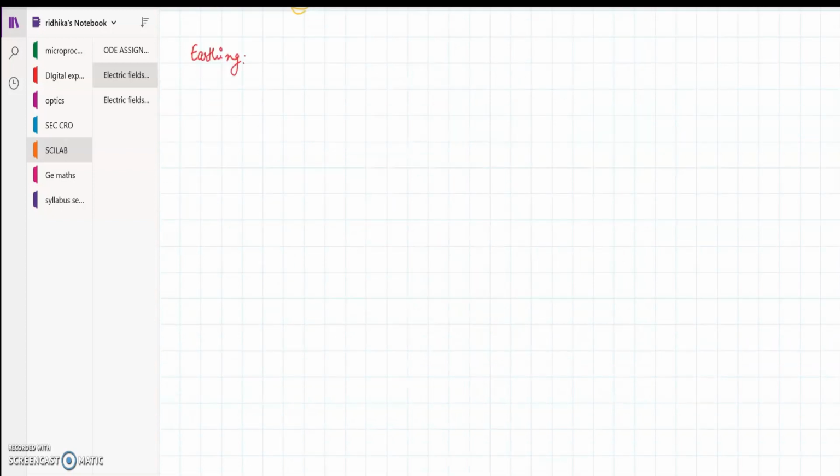Now we are going to learn a very interesting concept of earthing. What is earthing? See, if we hold a naked electric wire in our hands, will we feel any electric shock? The answer is no. The reason is, the electric wire, until and unless it is connected to a closed circuit, we are not going to feel that current in our body.